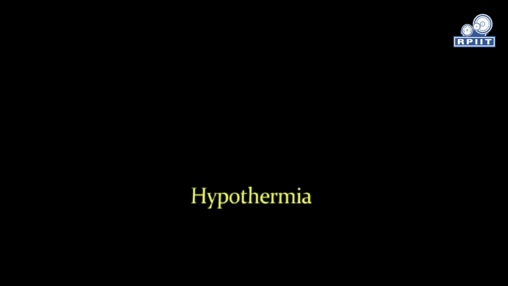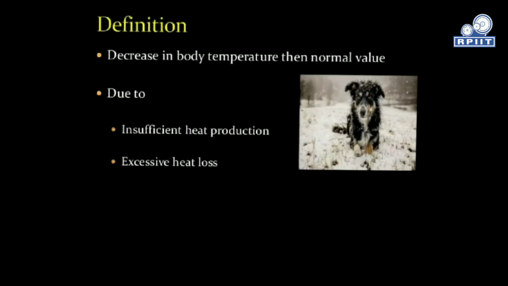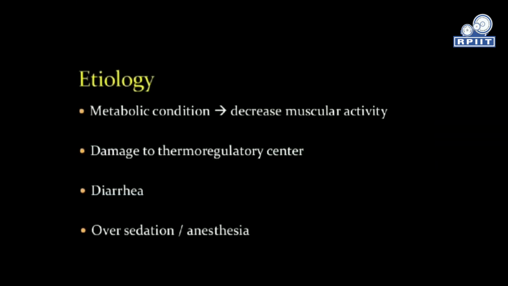Today our topic is hypothermia. Hypothermia is a decrease in body temperature below the normal value. The normal value of our body temperature is 98.6 degrees Fahrenheit. Next, the causes are insufficient heat production and excessive heat loss. Next, what is the etiology of hypothermia?